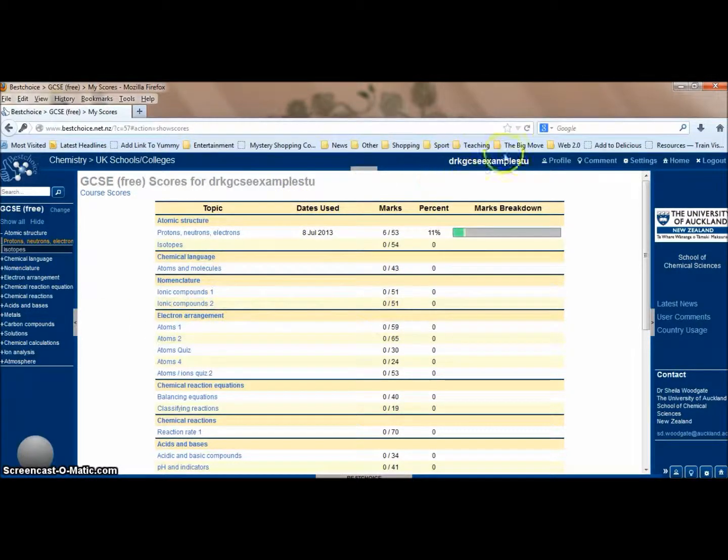Other things on the site, really nothing to worry about on this right hand panel here. You've got your profile and settings, so you can change your username and your password, things like that. As I said, you can change the course here, but you really just need to exist in this small space here. Other than that, that's pretty much it.